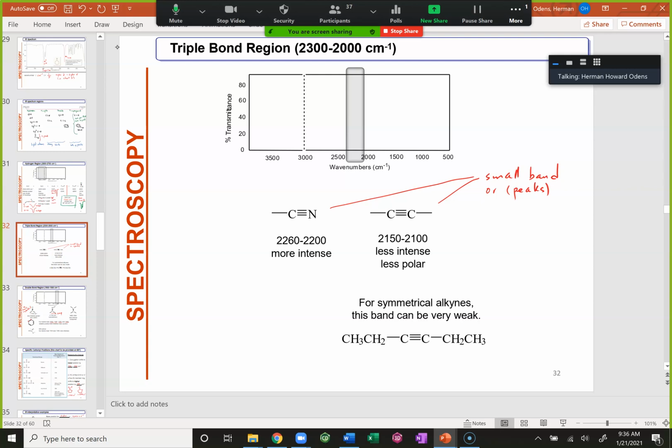And because you have too many bonds, those two carbon atoms will not move that much. All right, and that's why it's less intense. Both of these signals are weak. All right. Also, you can see symmetrical alkynes. For symmetrical alkynes, it's even weaker because you have almost a net zero dipole.